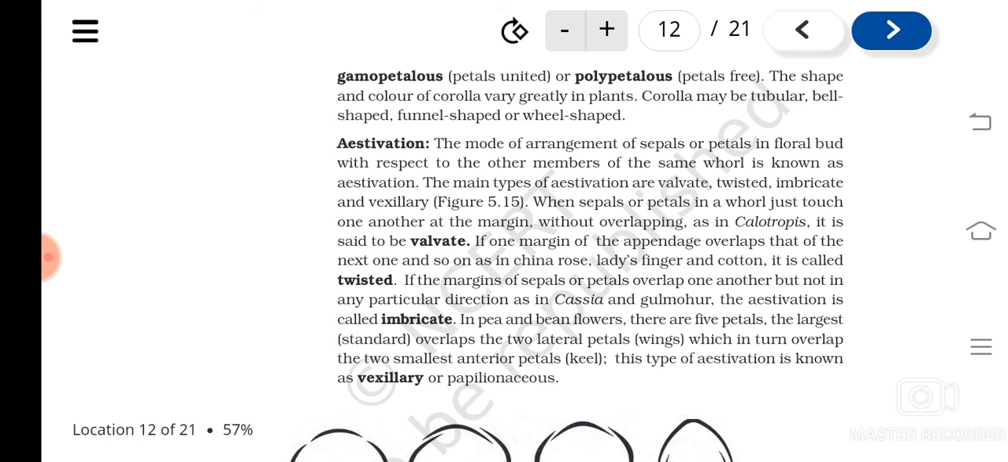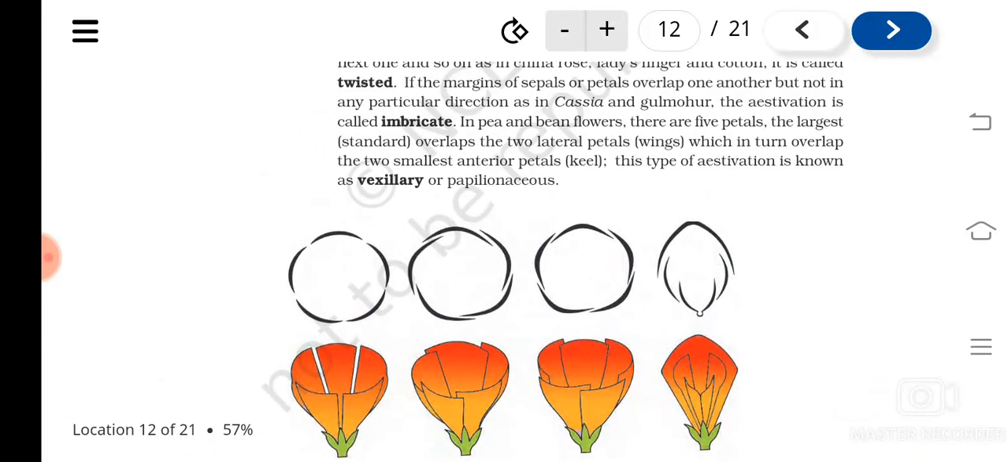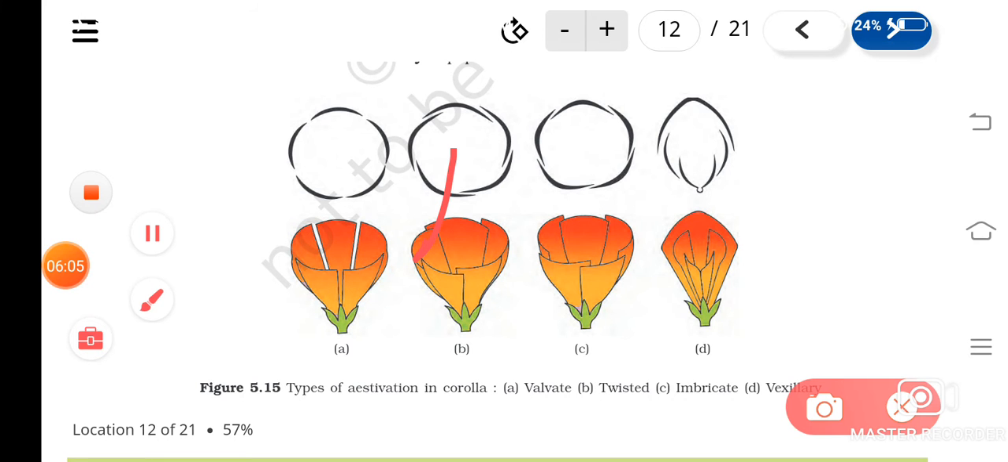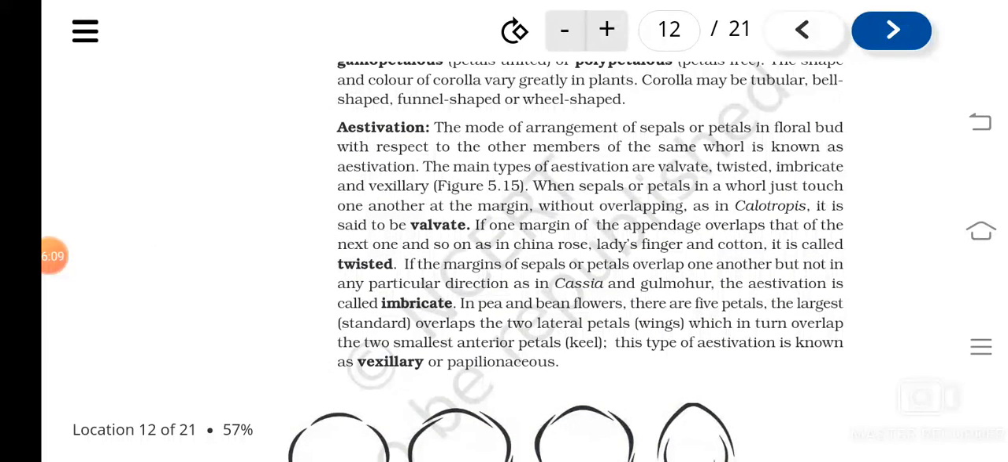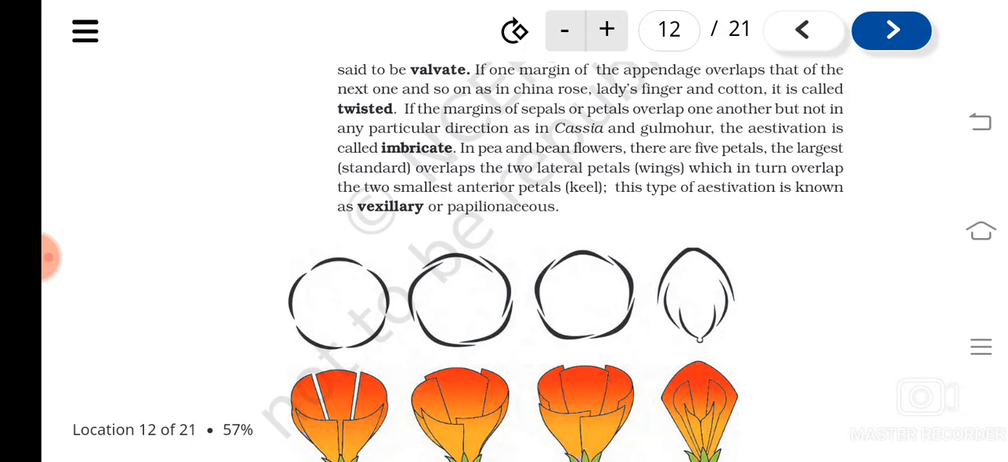Understood? Now next is twisted. You can see here. So in twisted, this one is the twisted one. In this you can see that one margin of one appendage is overlapping that of the other one. See here, one will be overlapping the other one and its end will be overlapping with the other. Likewise, if the arrangement is there, that is known as twisted.